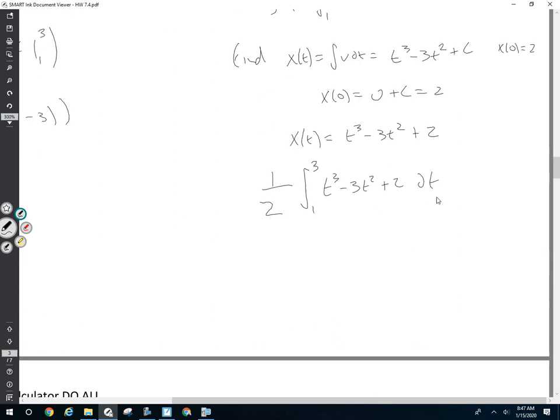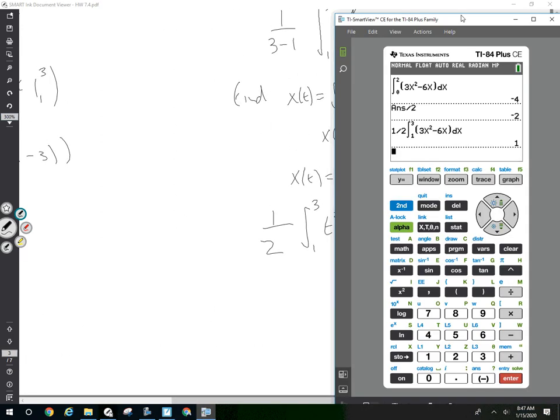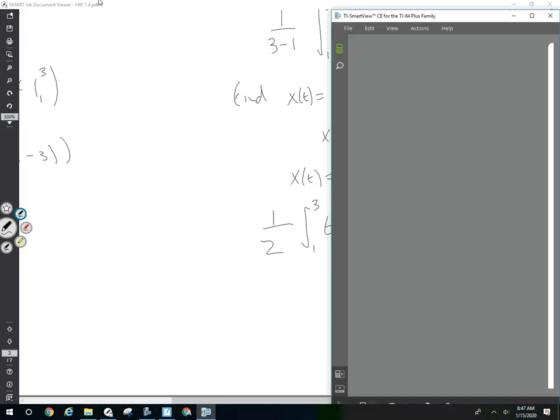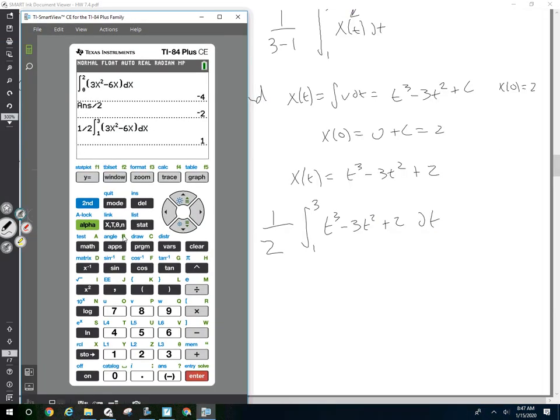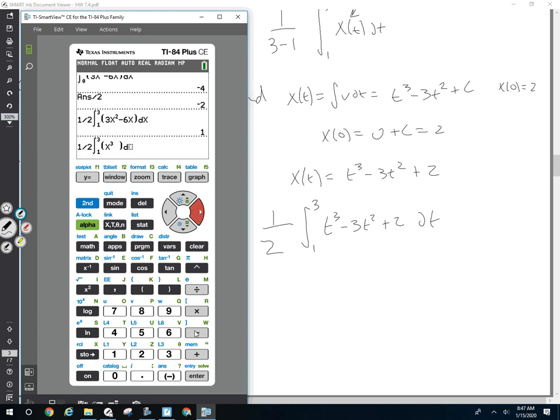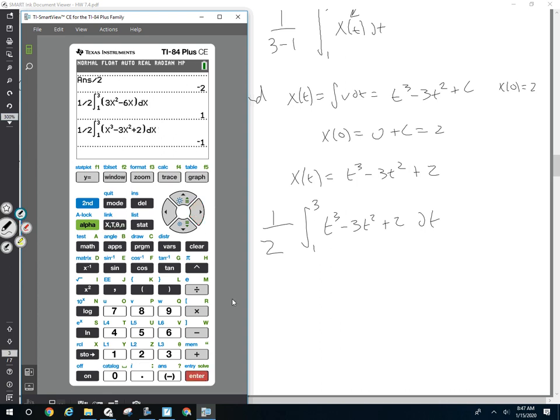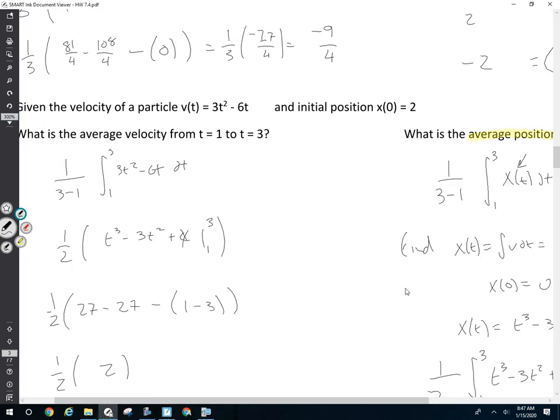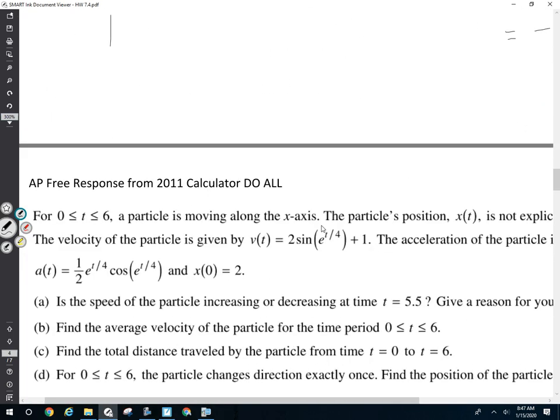Just to save some time, I'm going to use my calculator. The setup is the more important part. The rest is the calculations part. The integral from 1 to 3 of t cubed minus 3t squared plus 2. -1. Okay. Okay, so that's average.